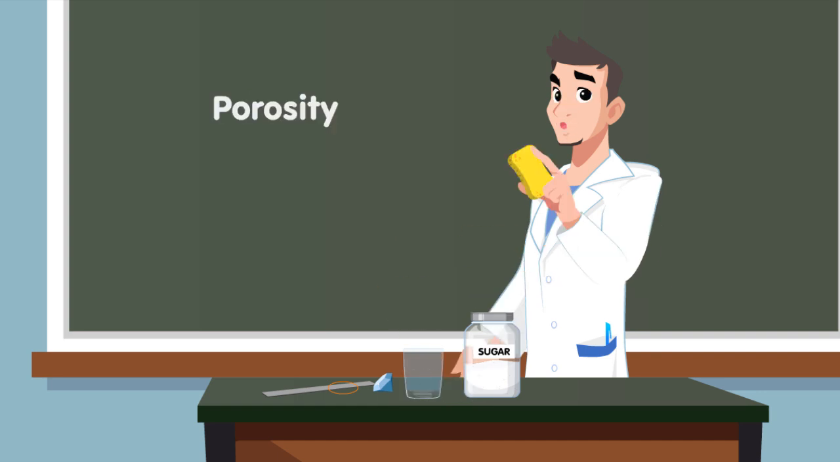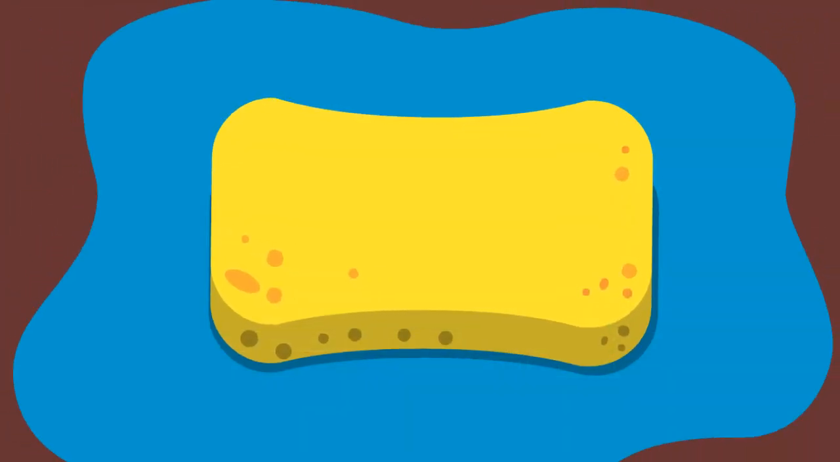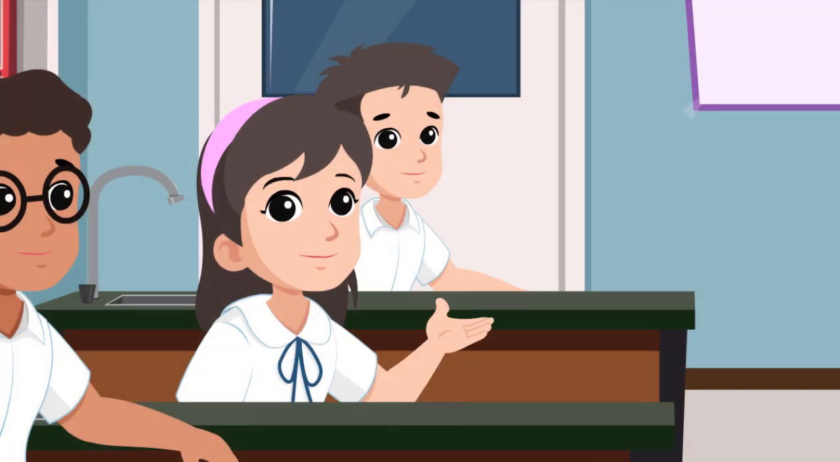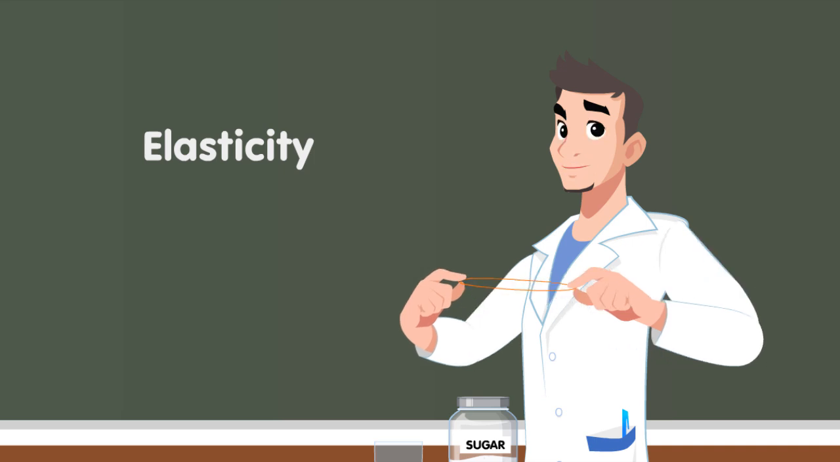Have you noticed how the cloth and sponge can easily absorb water? These materials have pores that easily absorb water. They possess porosity, or the ability to absorb much water. What property did the rubber band show when I stretched it, and then it went back to its original shape? That is what we call elasticity.